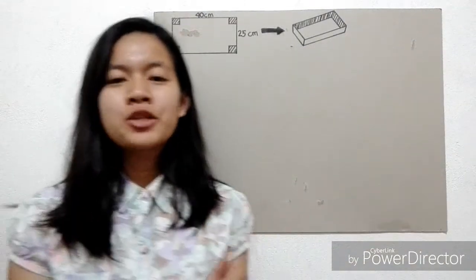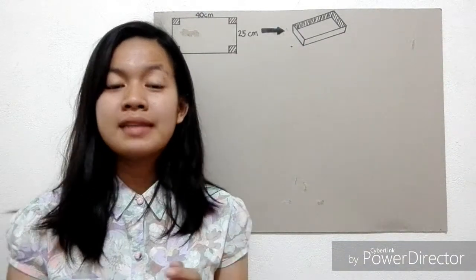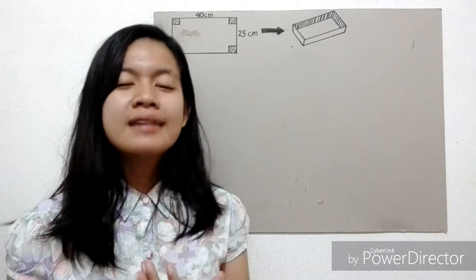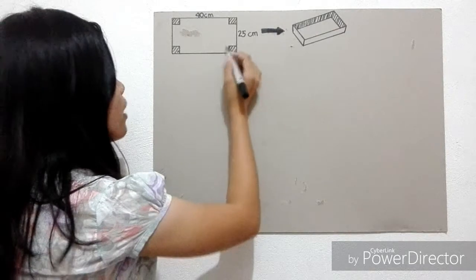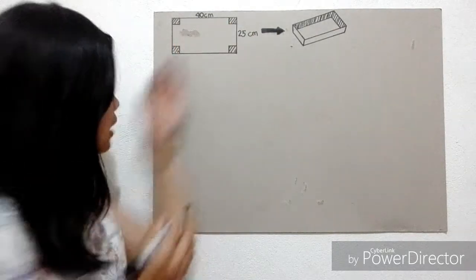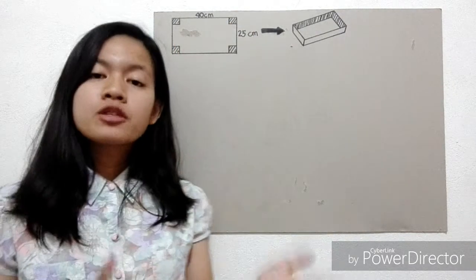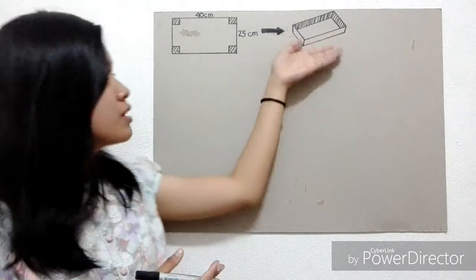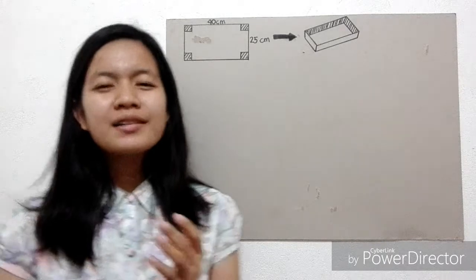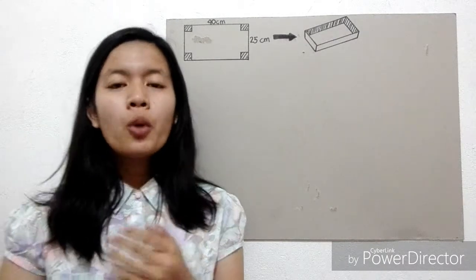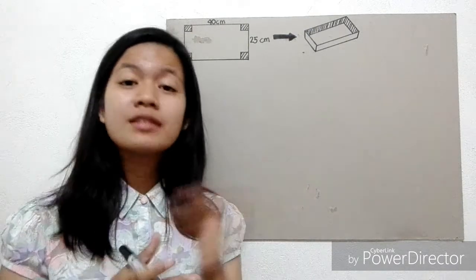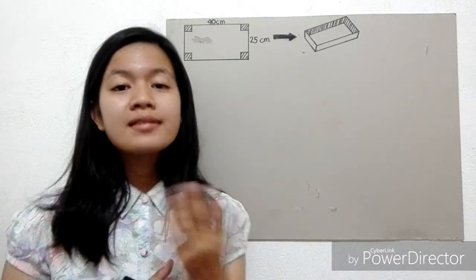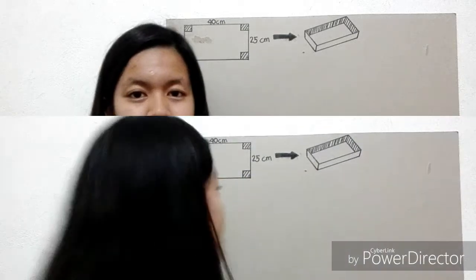Let us now try to analyze what the problem is asking for. The problem is asking for the size of the squares that will be cut out from the rectangular tin plate to produce the maximum volume of this cake dish. Since we don't know the size of each side of a square, we are going to use a variable. Any variable. For now, let's use x. We will let x be the side of a square.